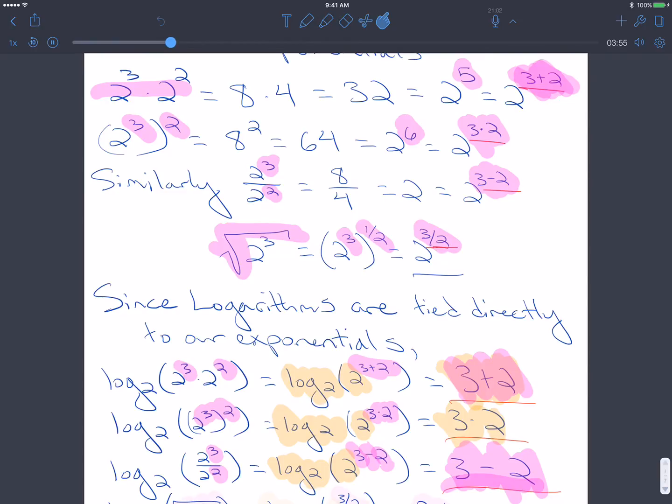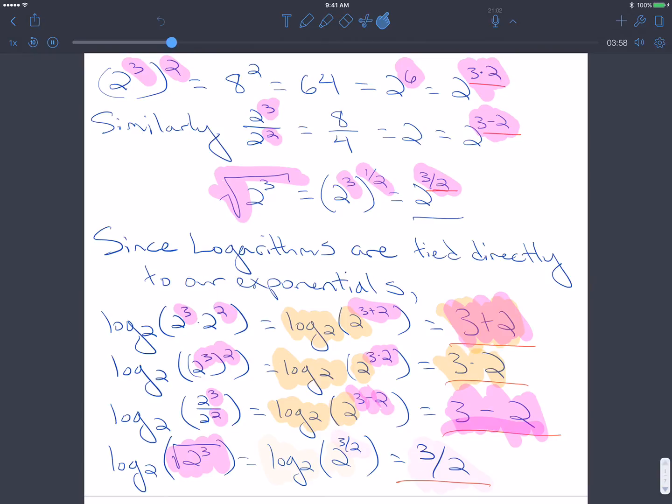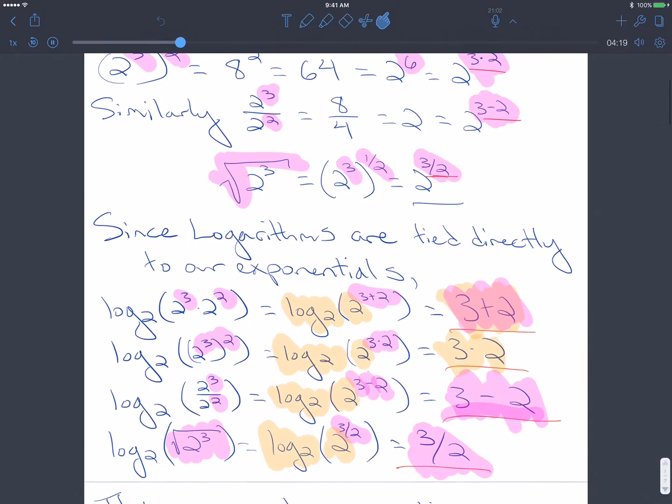For the roots, if I take a square root of 2 cubed, then we simplified that to 2 to the 3/2. So this is the same as log base 2 of 2 to the 3/2, which, because those cancel, again, will get me 3 divided by 2. Now, anytime that you're taking a root, you end up with division. Or anytime that you end up taking it to some power, that's multiplication.